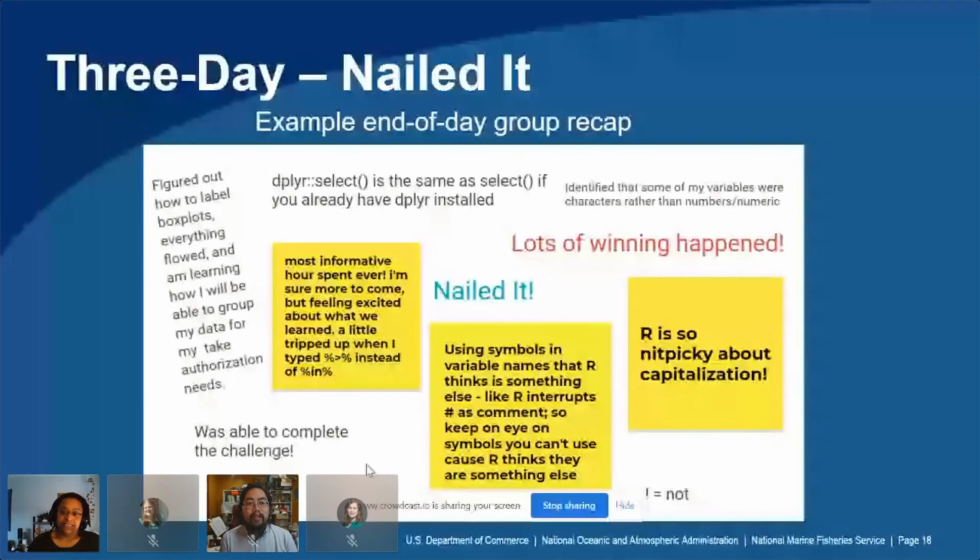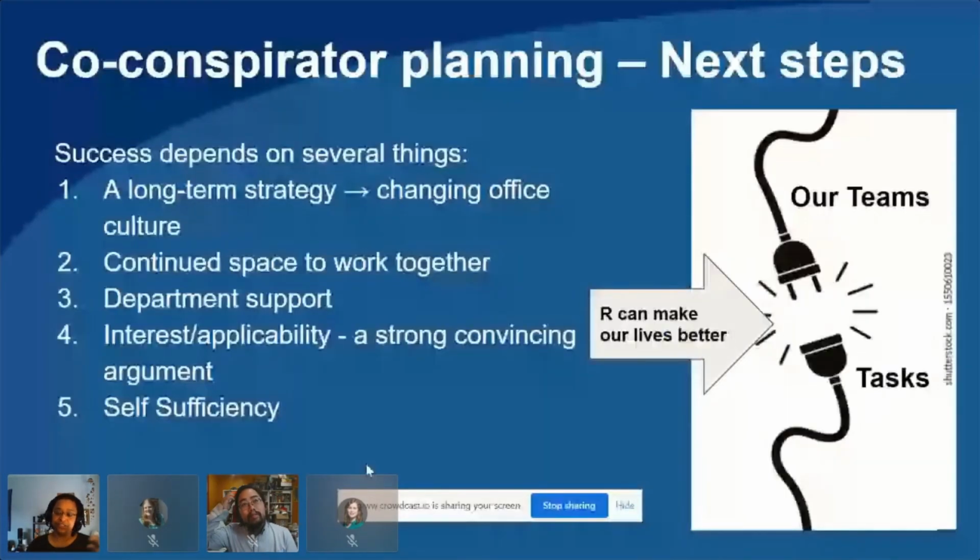So what are our next steps? We really want to connect our teams to their tasks using R as the platform that will make our life better. So we really want a long-term strategy, changing the culture of thinking of clicking through Excel cells to get a summary to coding it so it happens all the time. And then we need a continued space to work together. So building those core cohorts, thinking of how to get people networking together and finding a space where folks can come and start coding and realize that they're not coding alone.